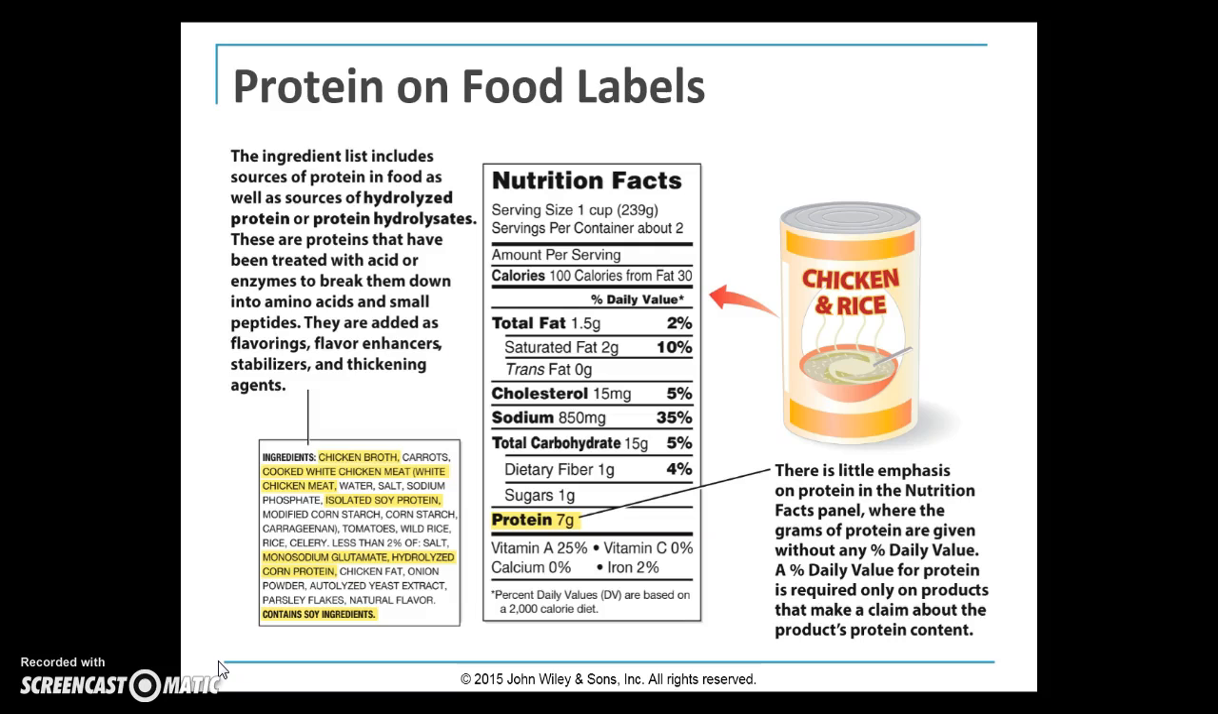In the ingredients list, that's where we usually see the protein foods listed, as well as sources of hydrolyzed protein or protein hydrolysates. Those are proteins that have been treated with acid or enzymes, and they add flavorings, flavor enhancers, stabilizers, and thickening agents, which matters for those who have protein allergies to certain foods.